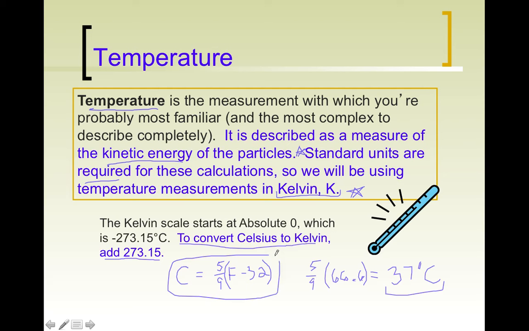So now, if I gave you a temperature in Fahrenheit, you could then go to Celsius, and once you're in Celsius, you add 273.15, and you'd be in Kelvin. So I could take 37 plus 273.15, and that would mean that this temperature in Kelvin would have been 310.15. Okay, so all your temperatures have to be in Kelvin. The other units of pressure and volume, it does not matter. Just make sure they match up.